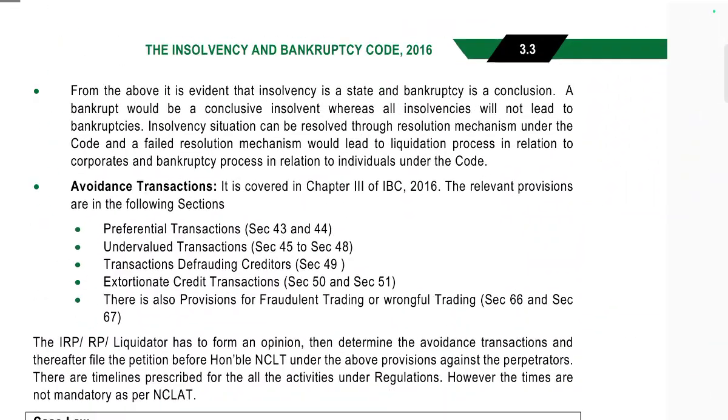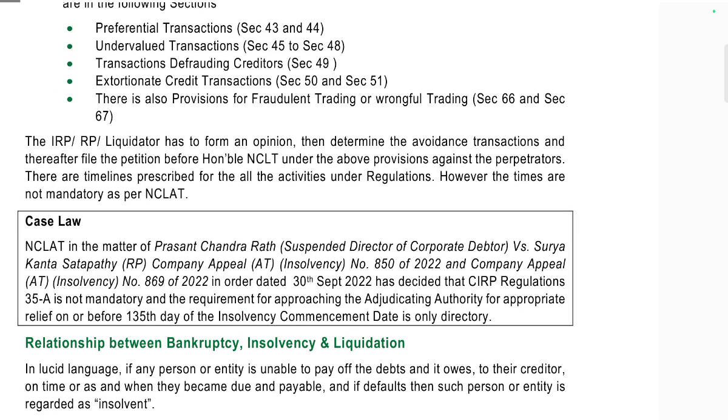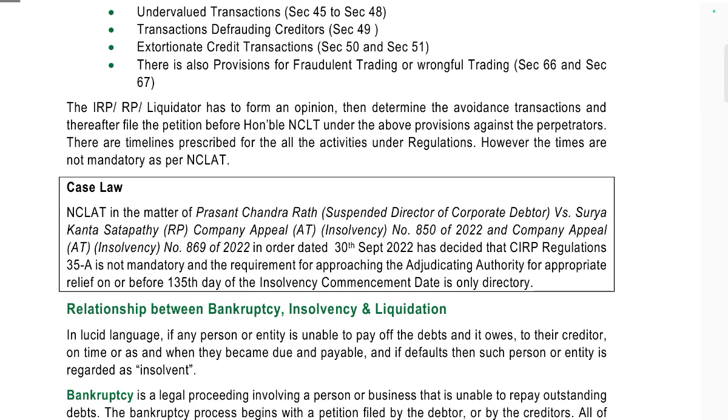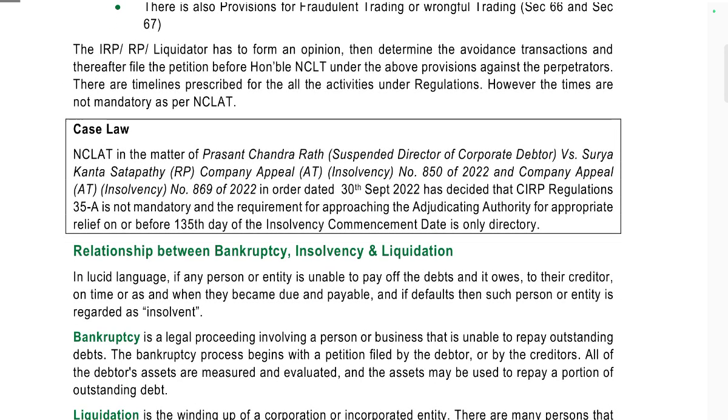And the IRP or RP, the resolution professional, has formed an opinion that there are avoidance transactions and thereby files a petition through the honorable NCLT under the above provision against the perpetrator. The timelines are prescribed for all the activities under the regulations, however the timeline is not mandatory as per the NCLT.